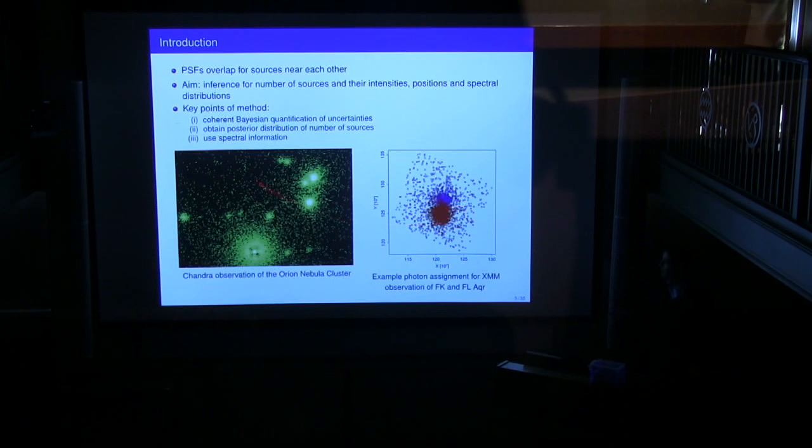In the bottom right, this is just a quick preview of our algorithm. This is an XMM observation, and this is a single iteration of our algorithm where we have probabilistically assigned every single photon to one of the two sources or the background. And in the next iteration, every photon will again be assigned to the sources. So over many iterations, we can get a picture of the likely origin of each photon.